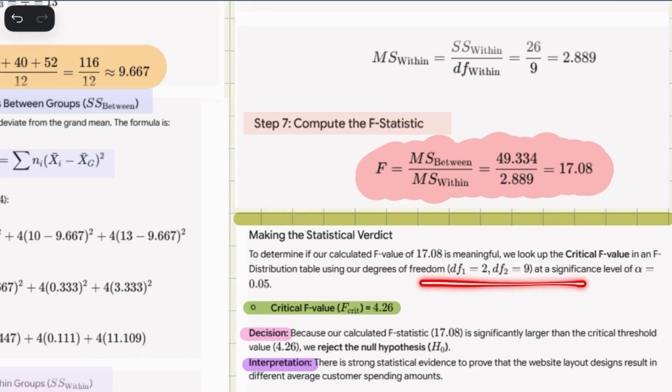When you look at the F statistic table for the degrees of freedom 2 and 9 at 0.05, you will find that the critical value is 4.26. Because our calculated F statistic is 17.08, it is significantly larger than the critical threshold, which is 4.26. So we reject the null hypothesis. This is strong statistical evidence that the website layout design results in different average customer spending amounts.